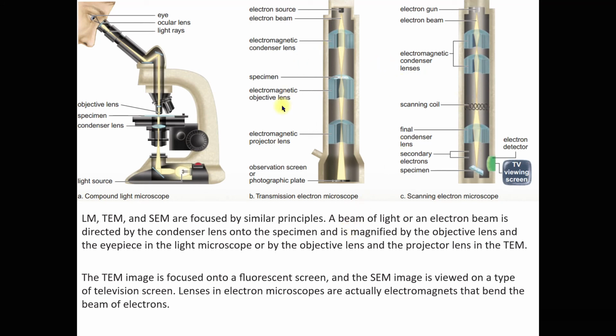So the transmission electron image is focused onto a fluorescent screen, and the SEM image is viewed on a type of TV, a television screen. Can you see the difference here? The image from the TEM will be focused onto a fluorescent screen, but for SEM, you can view it on a television screen. So the lenses in electron microscopes are actually electromagnets that bend the beam of electrons. Okay, so that's it for today.